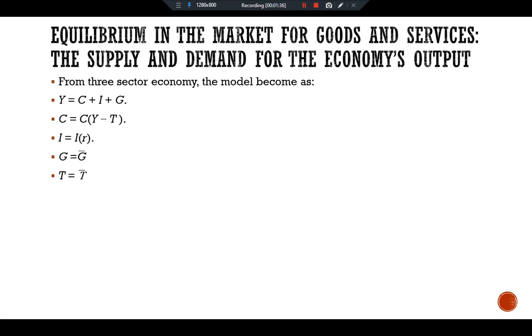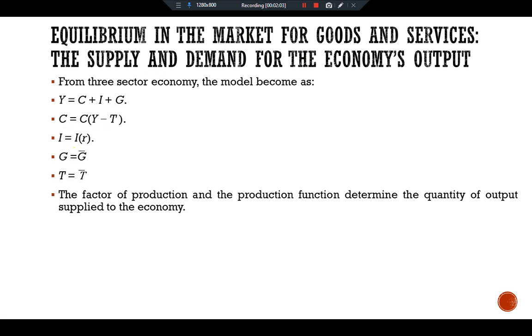The demand for the economy's output comes from consumption, investment and government purchases. Consumption depends on disposable income, investment depends on the real interest rate, and government purchases and taxes are exogenous variables set by the fiscal policy maker. So that's why we consider government purchases and taxes as constants here.